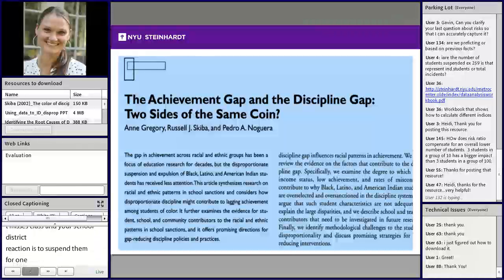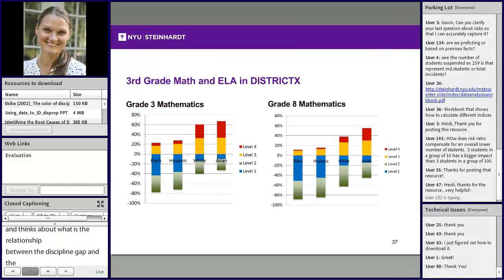And this article, which is provided as a resource with this webinar, thinks about the relationship between the discipline gap and the achievement gap, and there are consequences of this. And it's important to situate discipline within achievement, because we know that there are achievement gaps, and we know over time they grow.